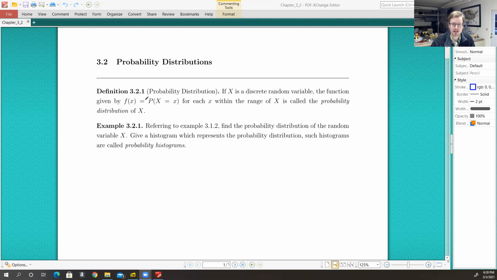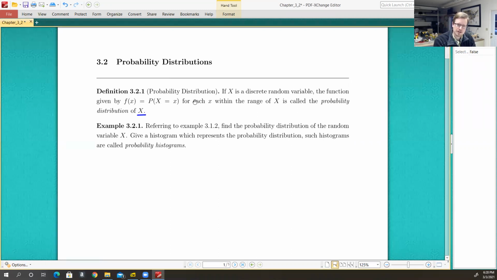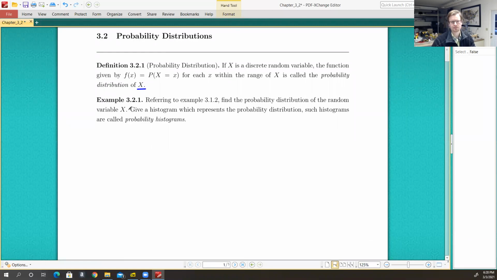Okay, f of x is the probability that the random variable is x, for each x within the range of x, is called the probability distribution of x, of the random variable x. All right, so let's take a look at what this is.